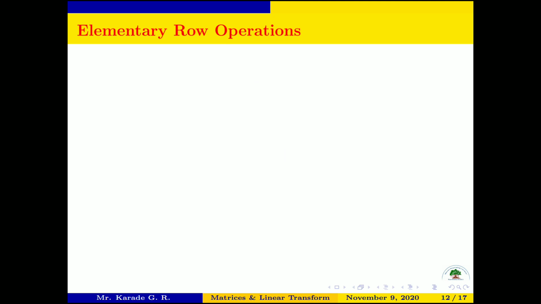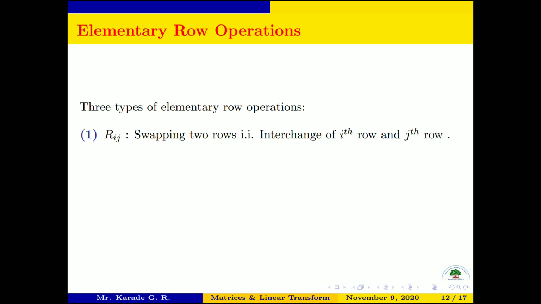So first of all, see what are the elementary row operations. There are three types. First is Rij. Rij means interchange of ith row and jth row. So this is the first elementary row operation. Just we interchange the ith row and jth row, or also we can say swapping two rows i and j.